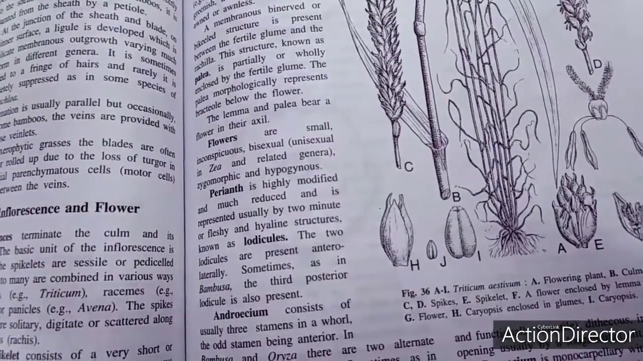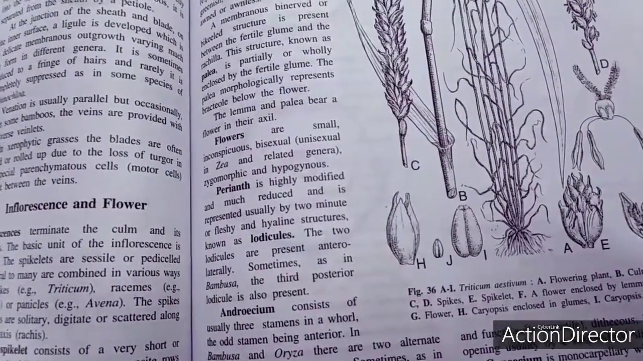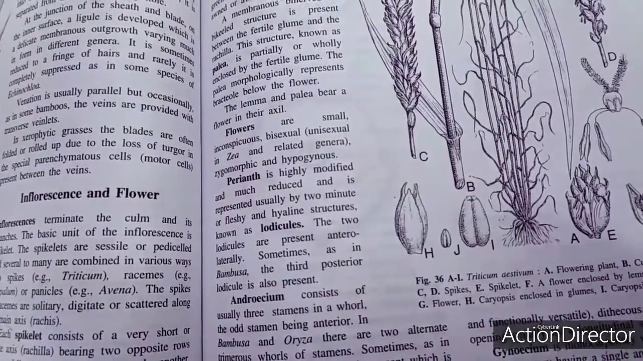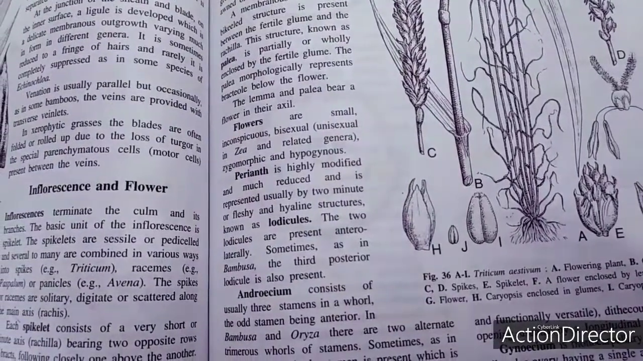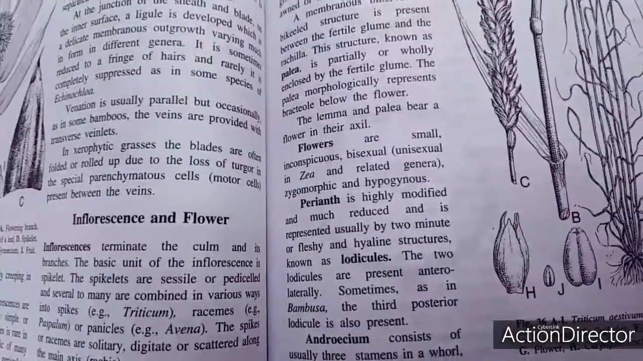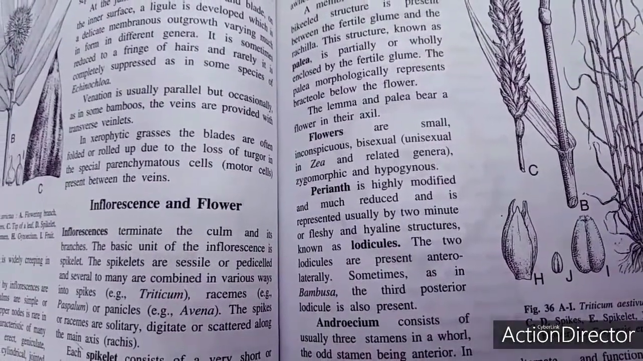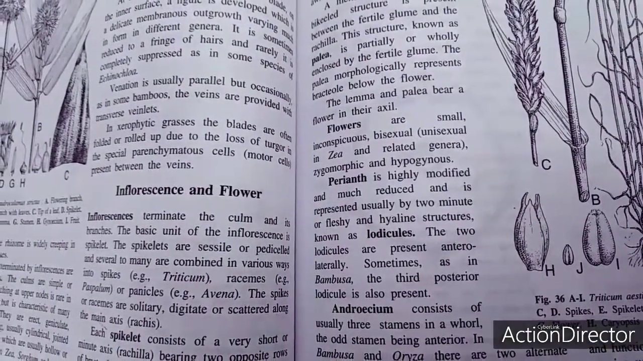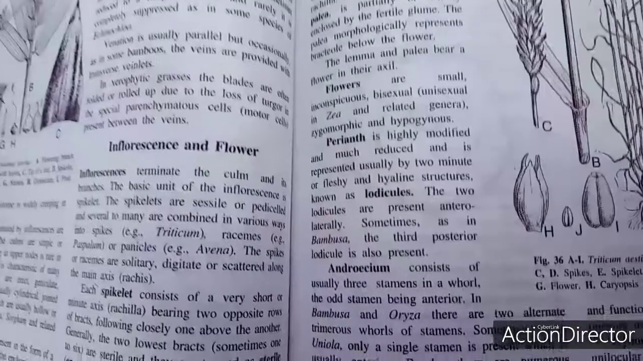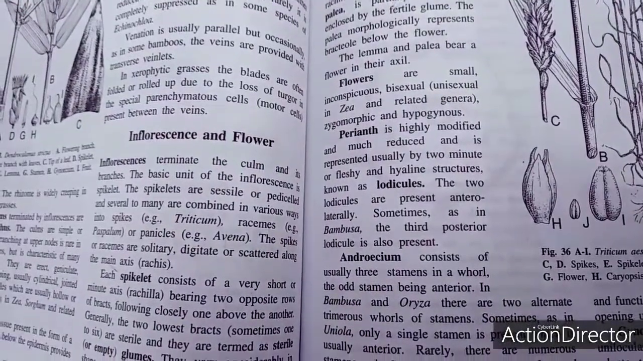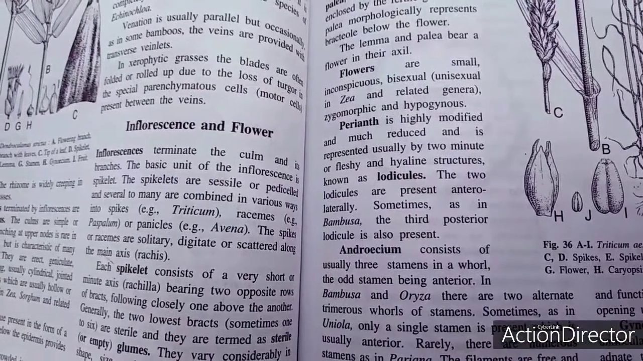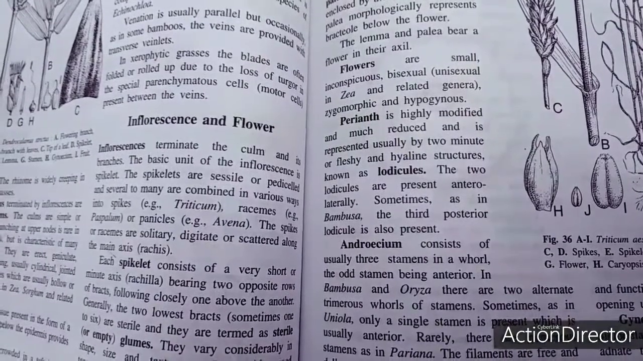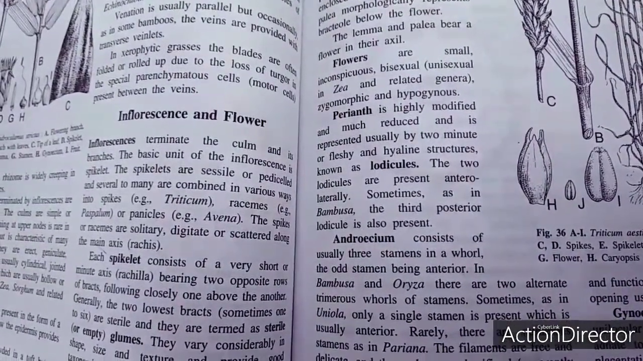The flowers are small, inconspicuous, bisexual as well as unisexual. It may be zygomorphic, or it may be hypogynous. The perianth is highly modified and much reduced, and it is usually represented by 2 minute, fleshy or hyaline structures known as lodicules. The 2 lodicules are present anteriorly, and sometimes in Bambusa, a third posterior lodicule is also present. The androecium consists usually of 3 stamens in a whorl, the odd stamen being an anterior one. In Bambusa and Oryza, there are 2 alternate trimerous whorls of stamens, sometimes as in Streptochaeta.